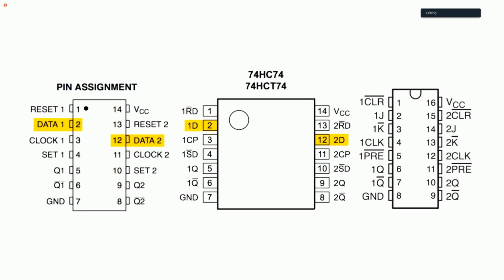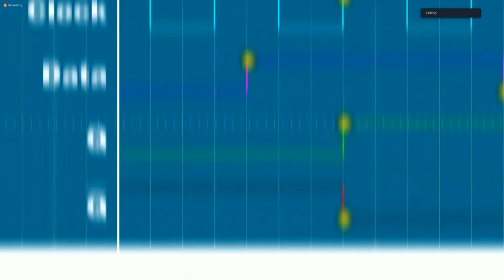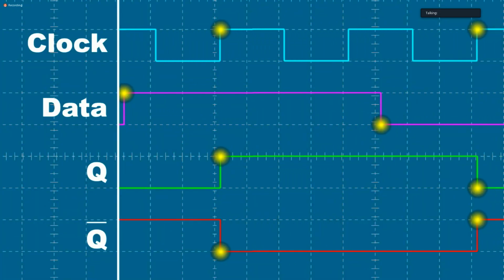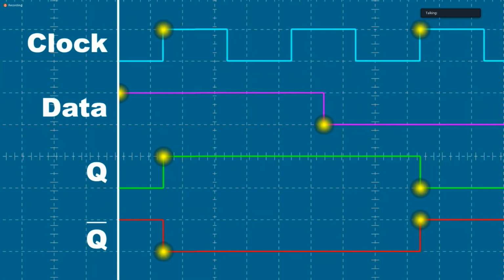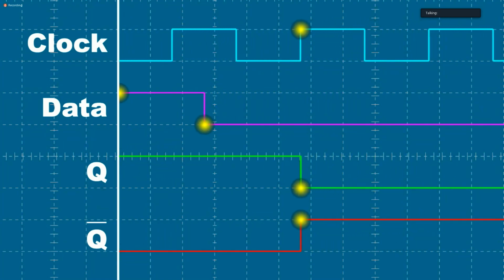You'll also often find a data input. The data pin is an additional input that can be set high or low. The clock signal acts as an enable pin for the data input. If output Q is low and then the data signal goes high, on the next clock pulse, the data signal gets through and makes output Q go high.